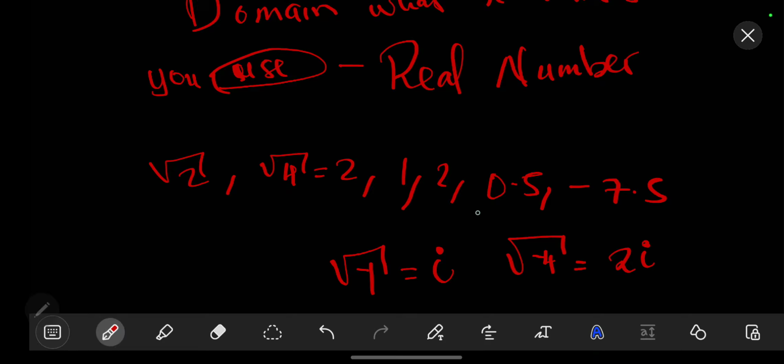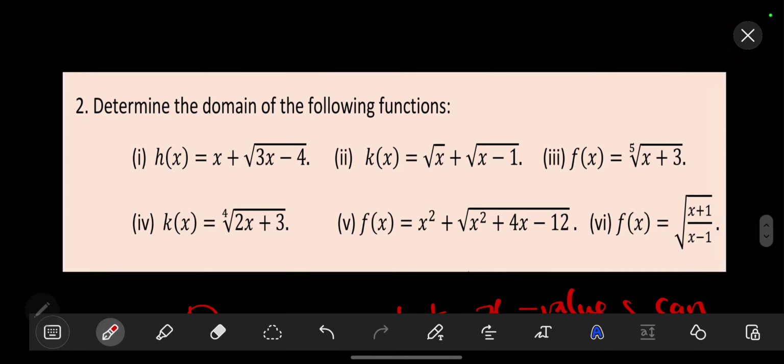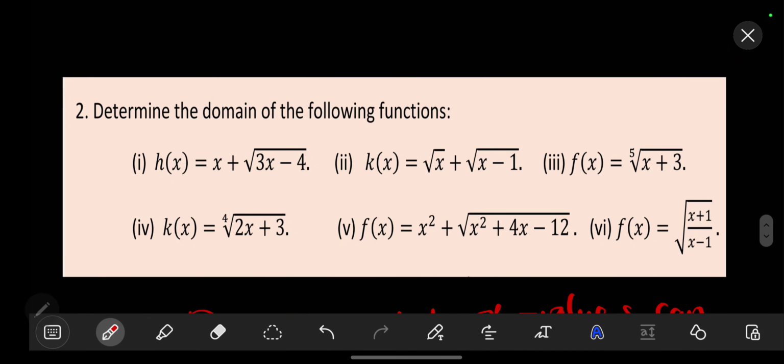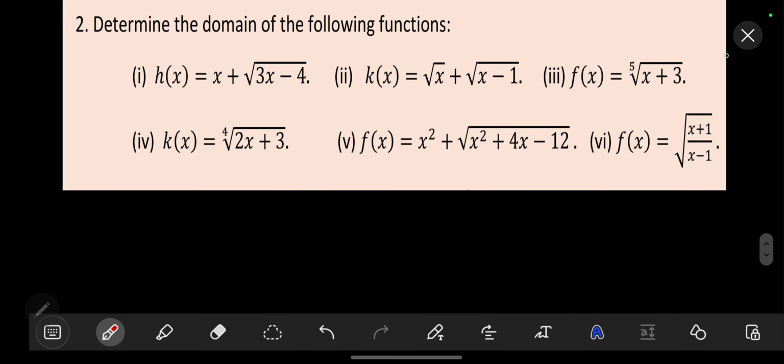So we just want our domain to be numbers which we can put in a certain way, such that they are always going to give us a real number. They are not going to give us an imaginary number. So now let's try to find out what is the domain for the following. To find the domain, we are only interested in what is in the square root.